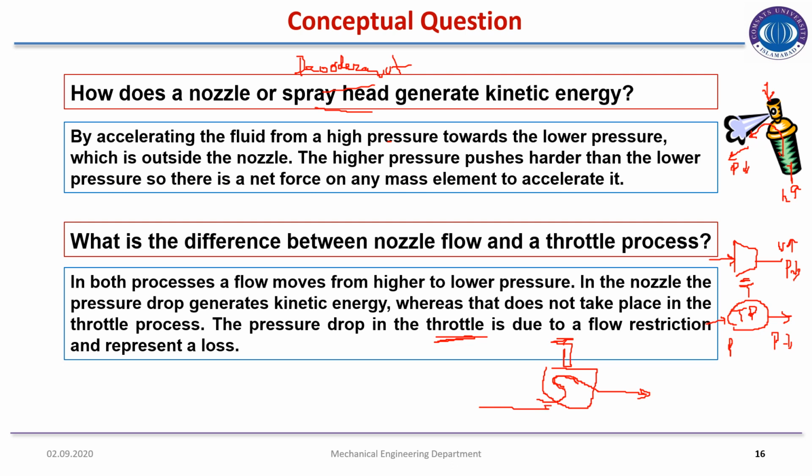So restriction is caused, and this is irreversible, and this restriction causes friction. So the throttle process contains friction and is highly irreversible. Pressure is reduced in both processes, but friction is present in the throttling process, therefore it is irreversible.